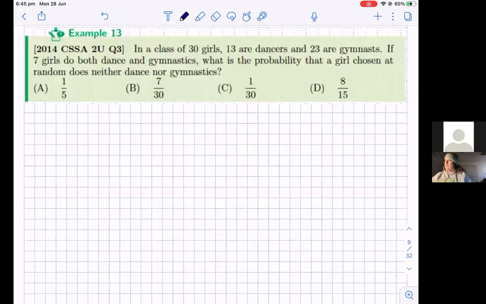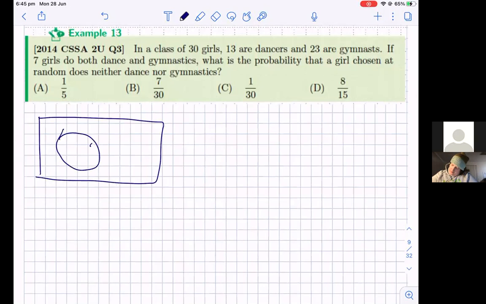Class of 30 girls, 13 dancers, 22 gymnasts. Seven girls do both, and what's the probability that they do neither? Let's draw up a Venn diagram. We know 7 do both. This is dance, gym.